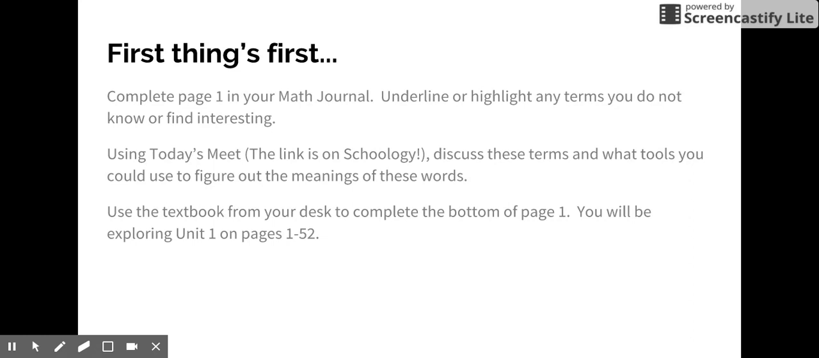Once you're done with that, you're going to use your textbook from your desk. So there should be a textbook in your desk. We also call that our SRB, which is our student resource book. And you're going to complete the bottom of page 1 in your math journal. Basically, you're going to be exploring Unit 1 on pages 1 through 52 in that SRB. So just go ahead, pause the video, complete this, and once you're done, you can start right back up.